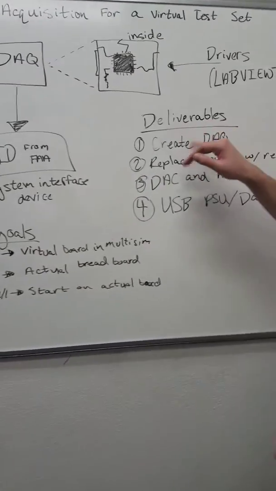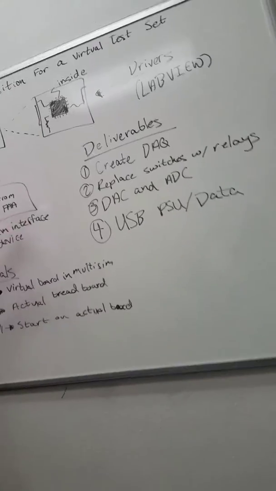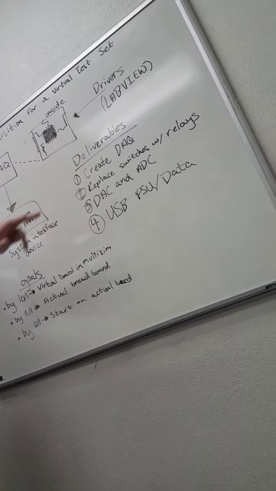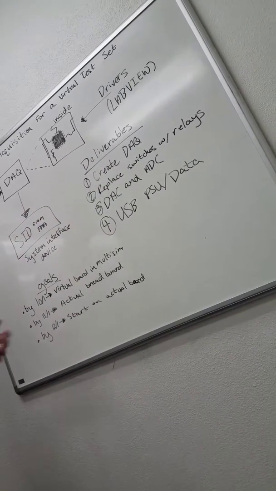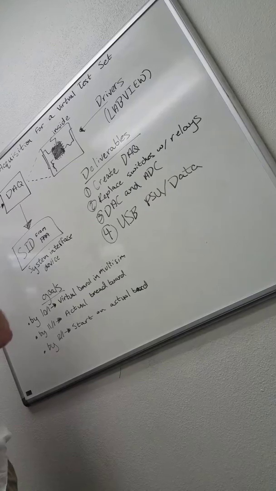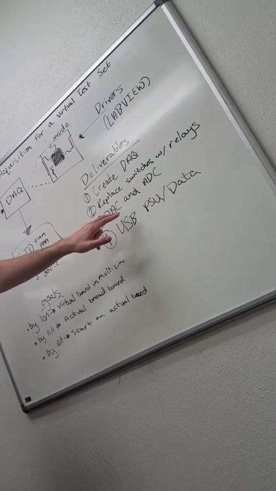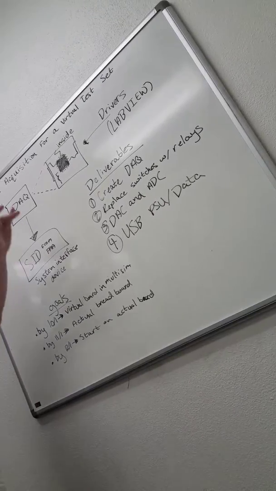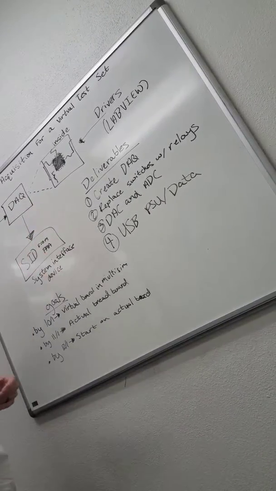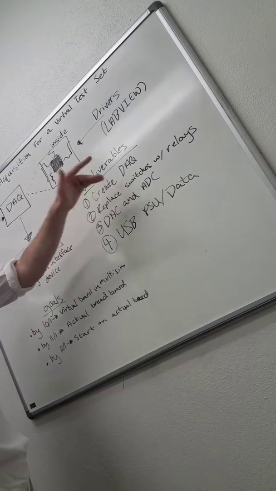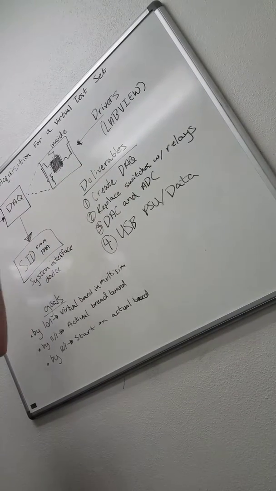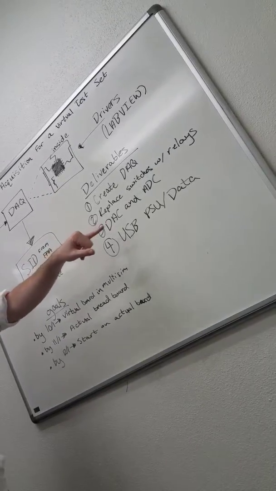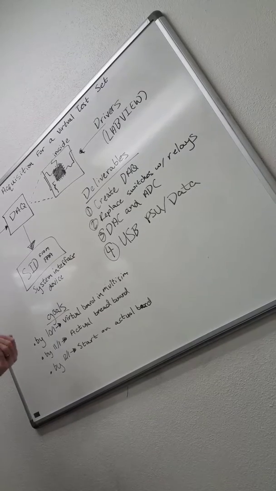So our deliverables are, one, to create a DAQ, and two, replace the switches in the SID with relays so that it automatically does it instead of mechanically. It needs to have digital to analog converters and analog to digital converters, because an analog signal going into a microcontroller is not possible. We have to take the analog signal, convert it to digital, and then vice versa. If we want it to be analog on the output, we have to use a digital to analog converter for it to output an analog signal.